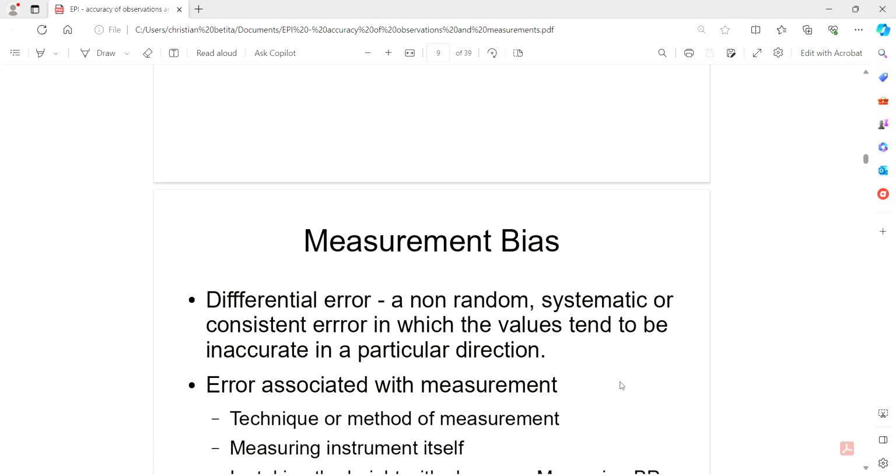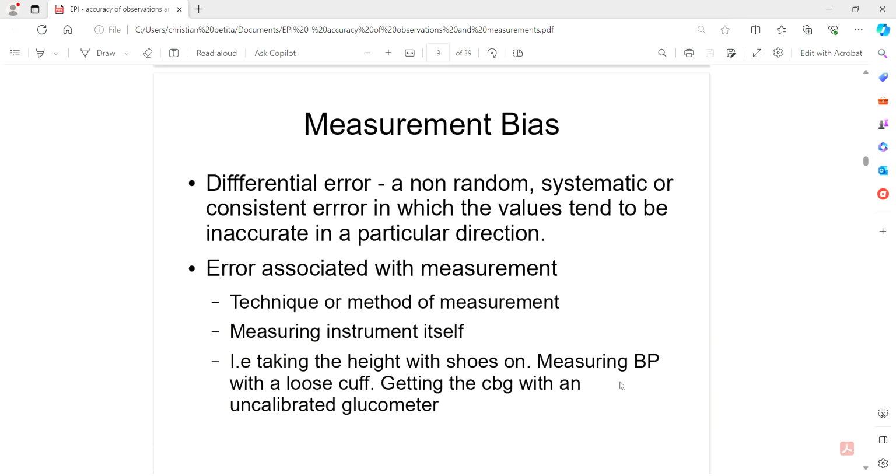In contrast, your measurement bias is your differential error, a non-random, systematic, or consistent error in which the values tend to be inaccurate in a particular direction. So in the example earlier of measuring the height with the shoes on, the measurement will be off by plus the height of the sole. So if the height of the sole is 2 cms, the measurement will be off by plus 2 cms.